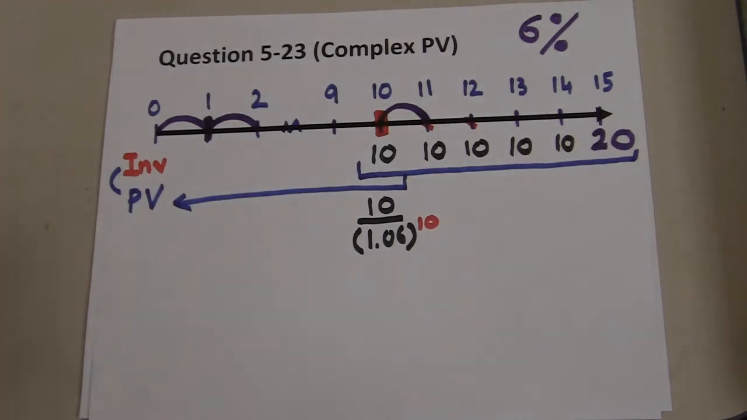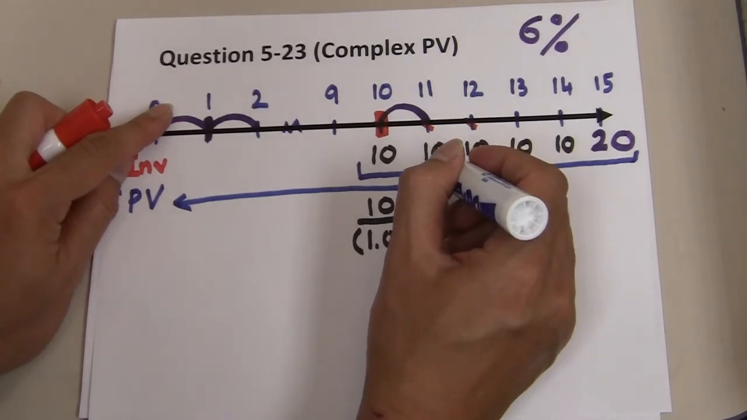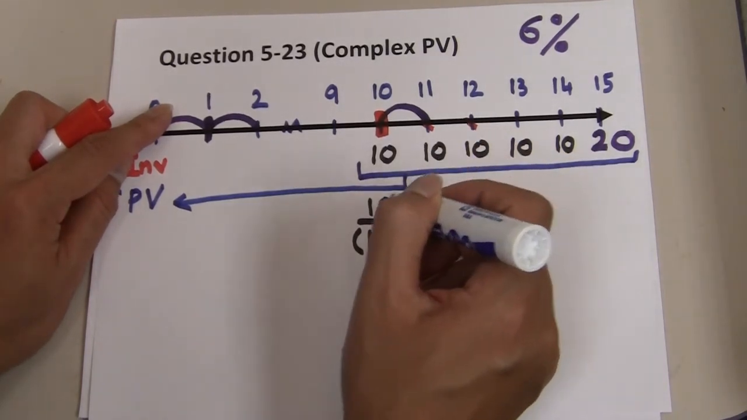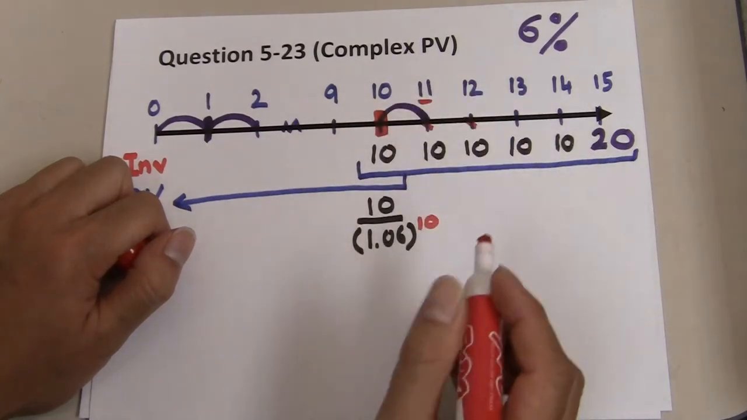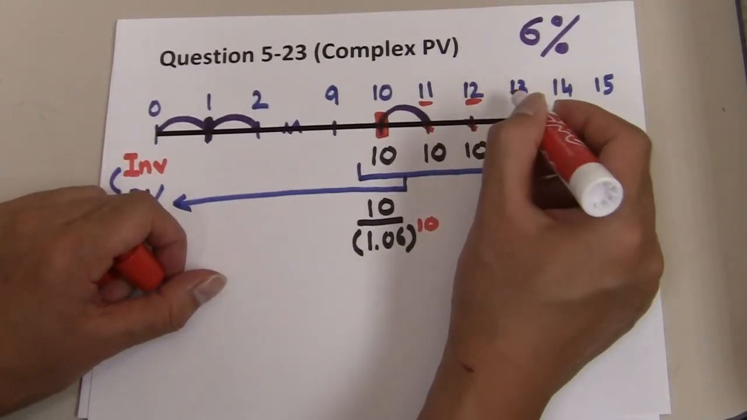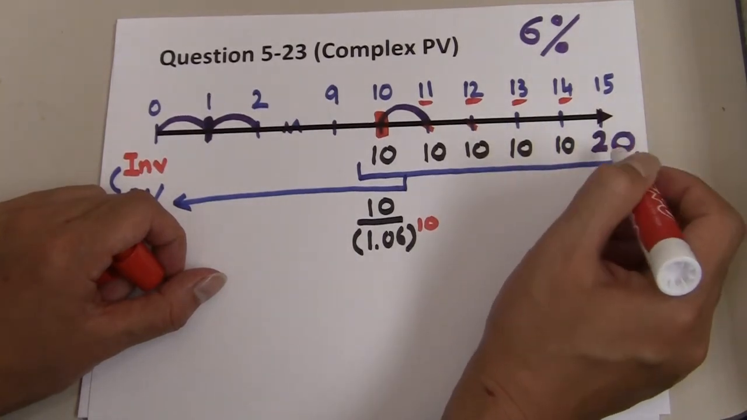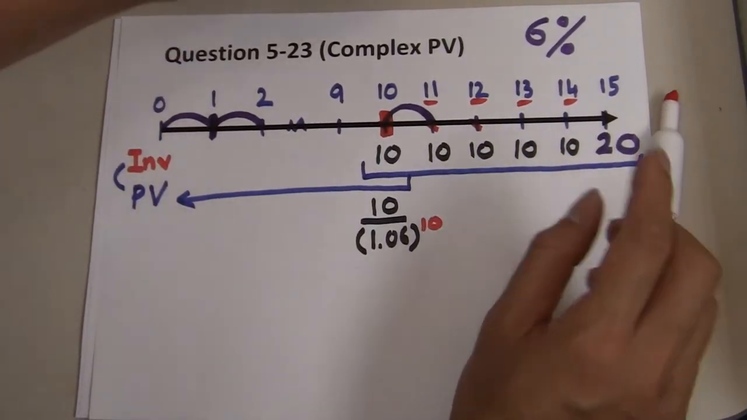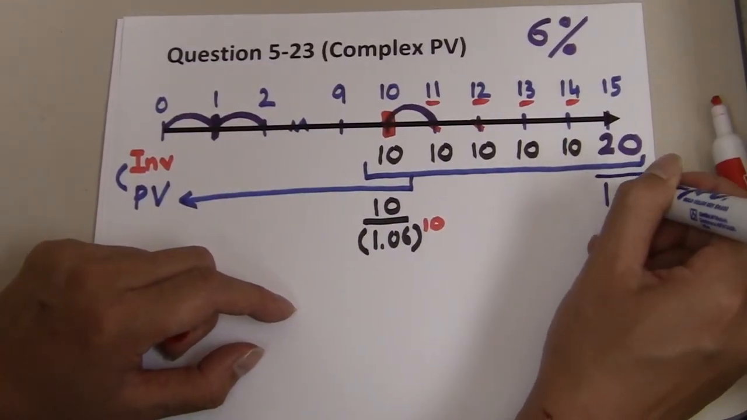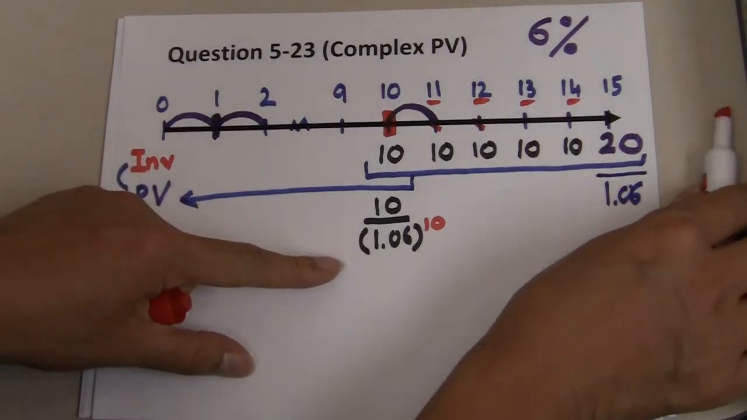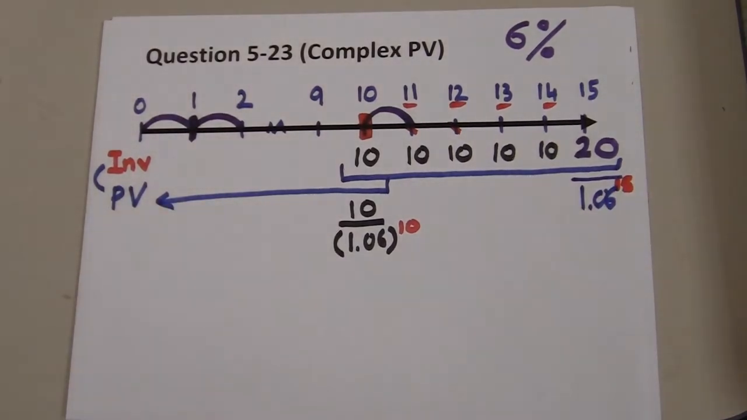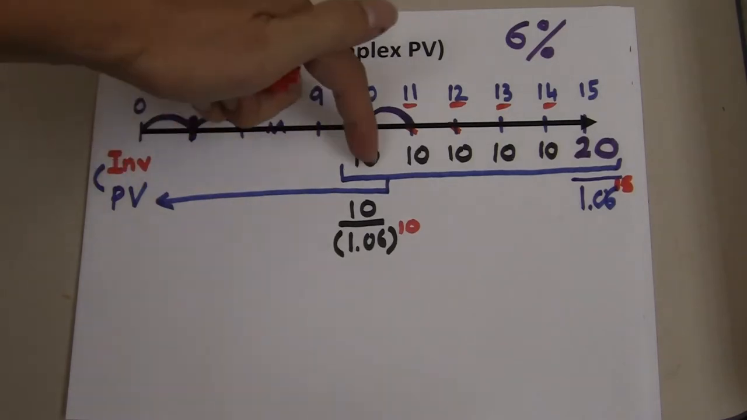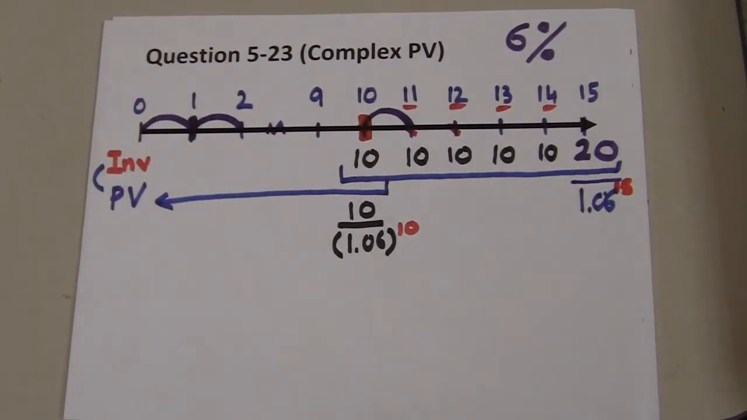Now I will go on and calculate the present value of the second payment, which is 10 divided by 1.06 raised to power, which power? Of course, 11. Here's 10 divided by 1.06 raised to power 12, then power 13, 14, and eventually this one equals 20 divided by 1.06 to the power 15. Sorry, I don't have much space in here. Once you get the 6 present value numbers, you can simply add them up.